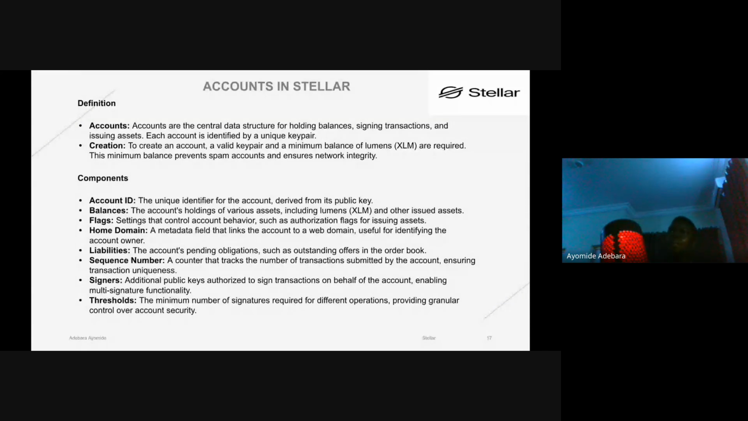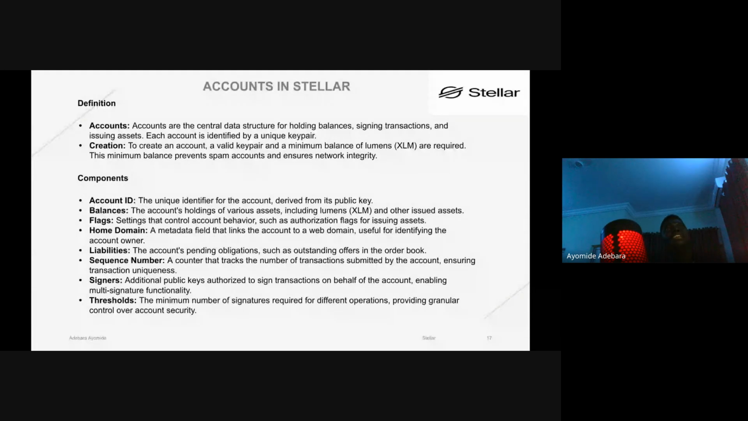At least a certain number of people is needed to sign, and that number of people is what we call the threshold, which is the last one: the minimum number of signatures required for different operations. So that threshold is the total number of signers needed to sign that transaction for the transaction to move.